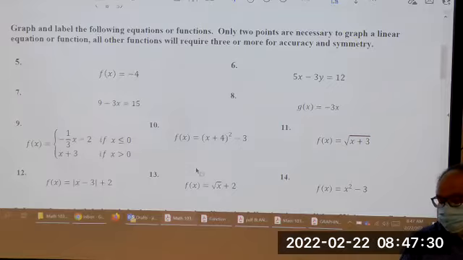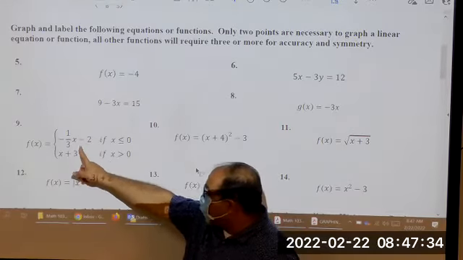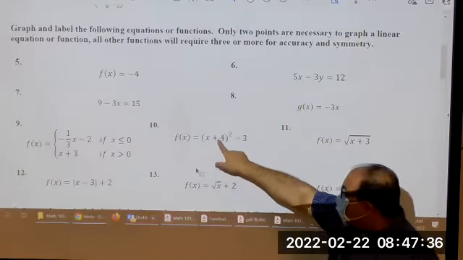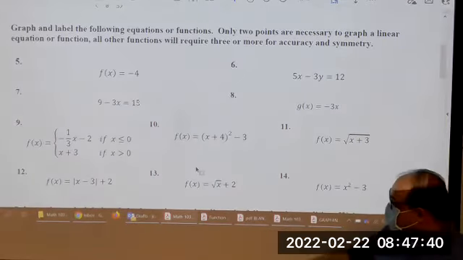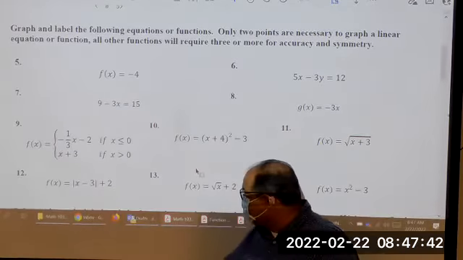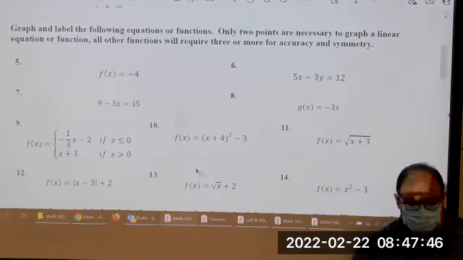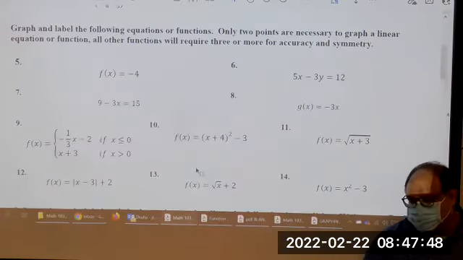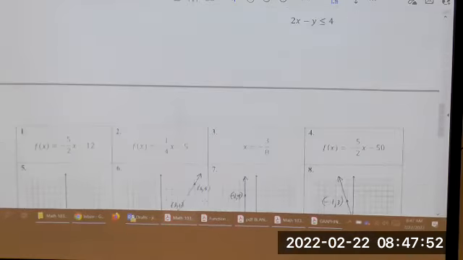So basically, it's chapter 3. Right here. 8.3. Parabola, because it's a square. Square root, we're going to learn about. Absolute value. Square root again. And then another parabola. Practice. And as usual, they always come with the answer back.